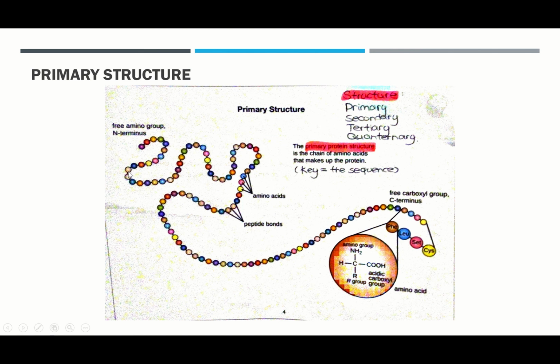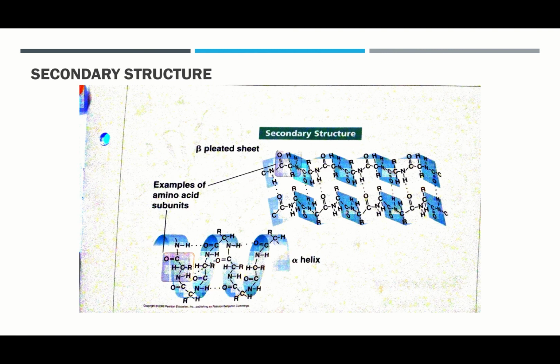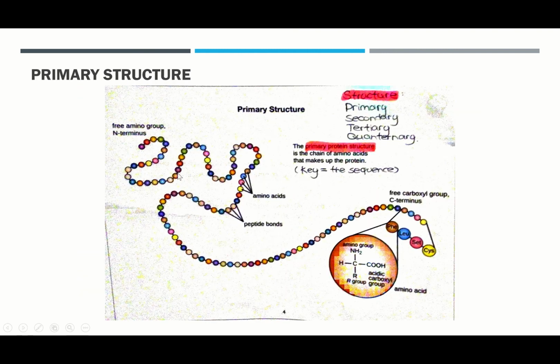So the little round balls you see on the chain are amino acids, and this is the amino acid chain. The primary protein structure is the chain of amino acids that makes up the proteins. The key is the sequence. The sequence that these balls are placed in matters to the function of the protein that is produced. Pretty amazing, right? You can just place this in a specific order, and the protein produced will actually form different structures because of the way that the bonds work.